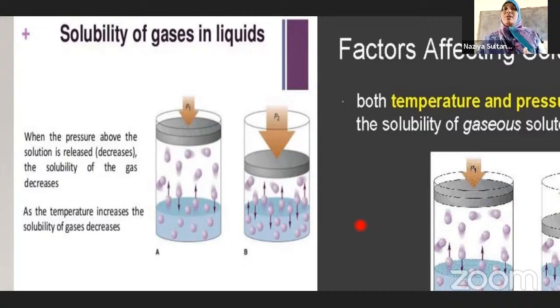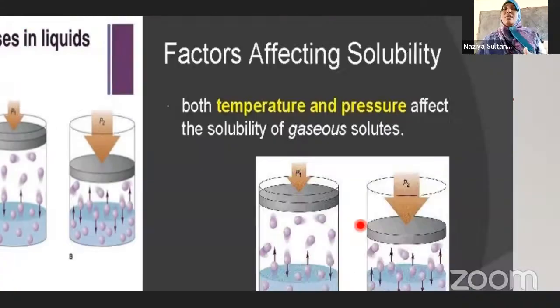It also depends upon the temperature. If the temperature is high, the gases already have high kinetic energy, and when we increase the temperature, they gain further kinetic energy and move away. So if we want to dissolve a gas in a liquid, what do we have to do? Lower the temperature and increase the pressure. Hope you are understanding it.